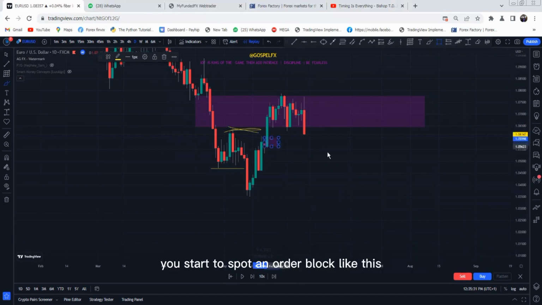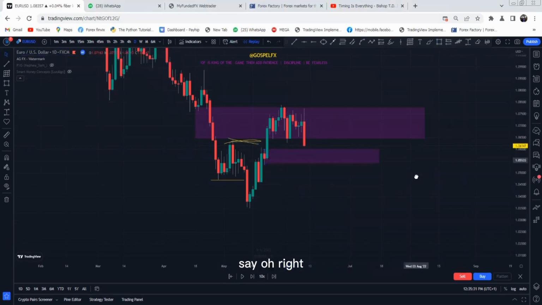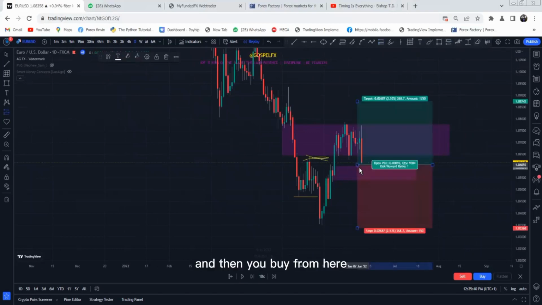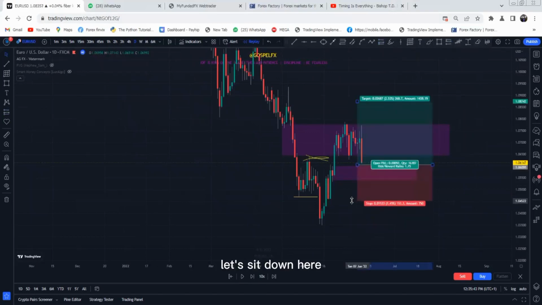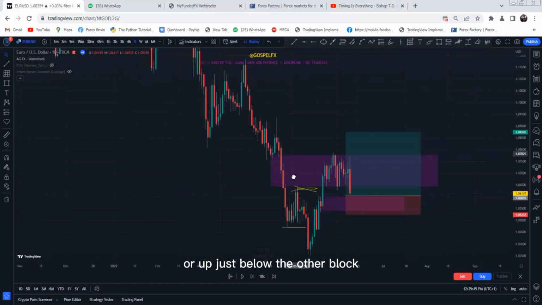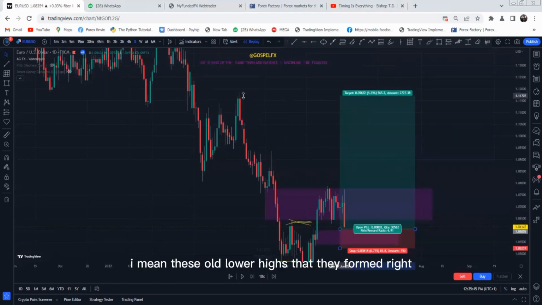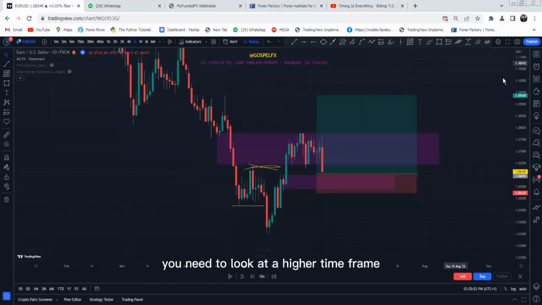So you're thinking that, okay, price is bullish. You start to spot an order block like this and say, all right, you're going to buy from here. The trend has changed direction, and then you buy from here, you put your stop loss down here or just below the order block, and you start targeting higher highs. I mean, these old lower highs that were formed, right? But what is going to happen? You need to look at a higher time frame.